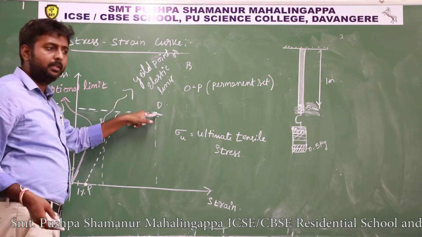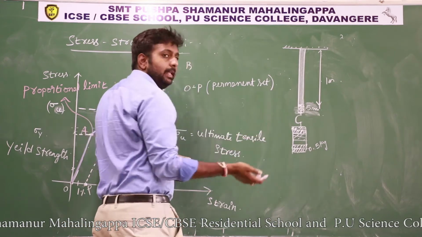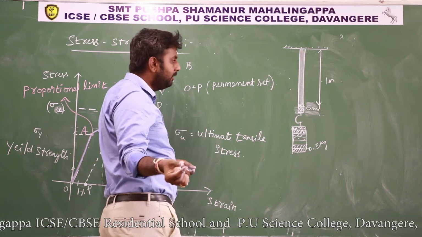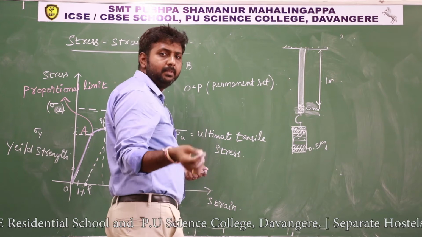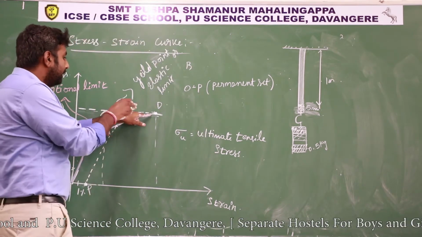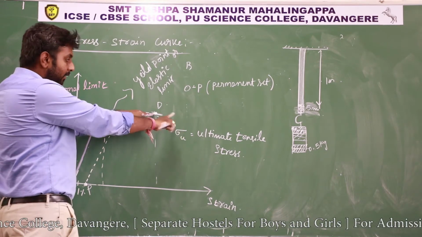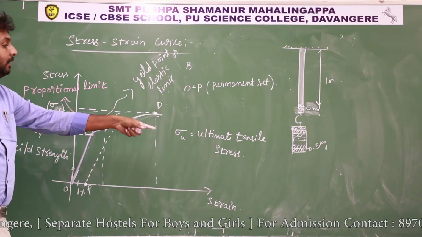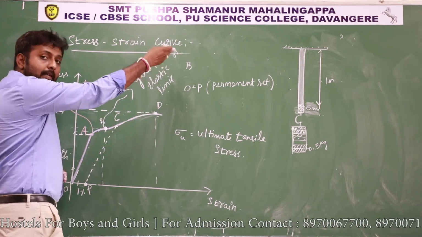After that, the length is increasing, which means the radius is decreasing, and the rod becomes very thin. Finally, what happens? It will break, isn't it? If the stress reaches this point D, that point's corresponding stress is called the ultimate tensile stress. What happens is it will break.